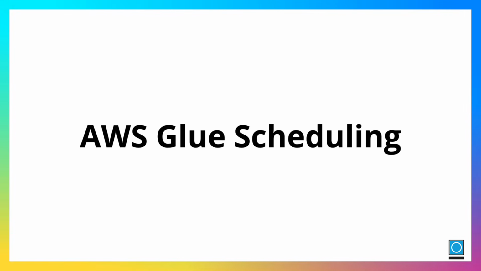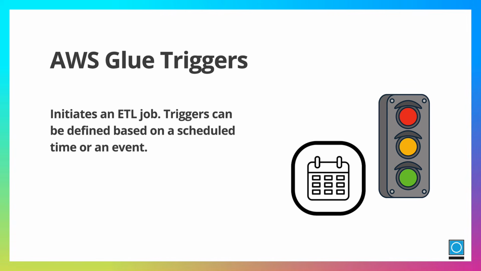AWS Glue scheduling. We will take a look at this in just a second, but you need to know about AWS triggers. This is how you initiate an ETL job or actually a crawler job. I'll show you both on the console. And then this can be defined on a schedule, a time, or event. It's up to you. It can be done on demand as well. We'll see the options, but a trigger, i.e. to trigger something, is how we start the workflows or how we start an ETL job.